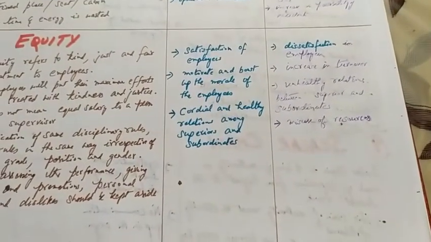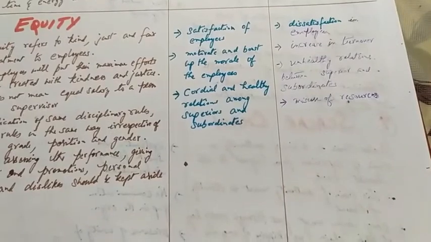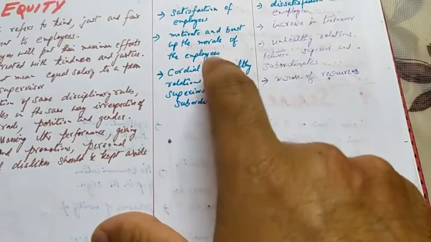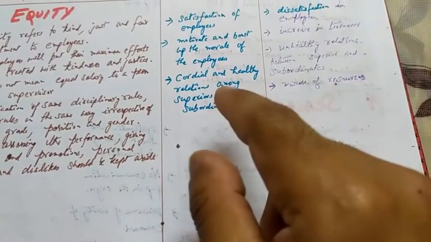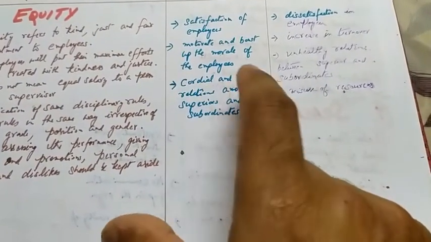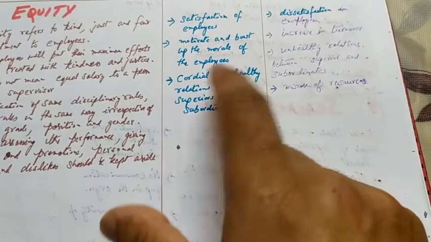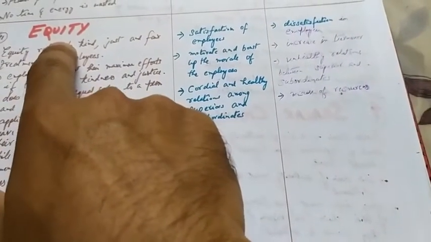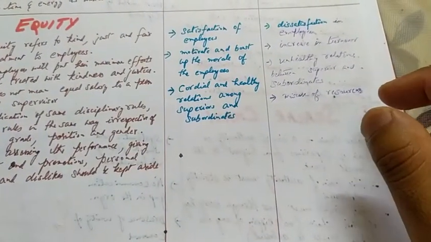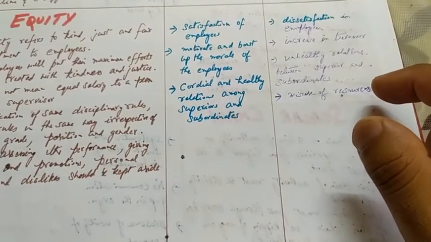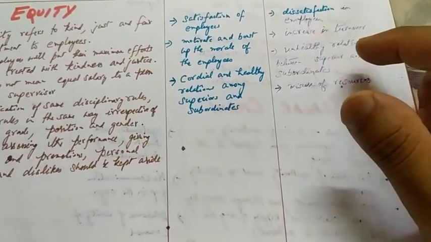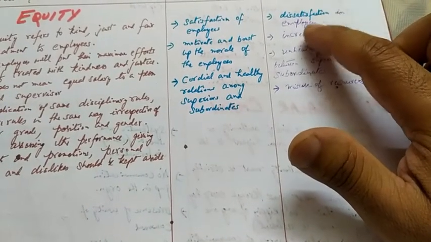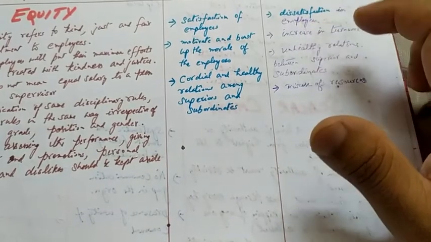So if this principle is followed, or if it is adopted, it will bring satisfaction in the employees. They will always be motivated, and it will boost up their morale. And the superior and subordinates will have good and healthy relations between them. There will be cordial and healthy relations among the superior and subordinates when there is equity in the management. Whereas if the principle of equity is violated, if it is ignored in the organization, then it will bring dissatisfaction in employees. They may feel dejected. Their morale will always be down.